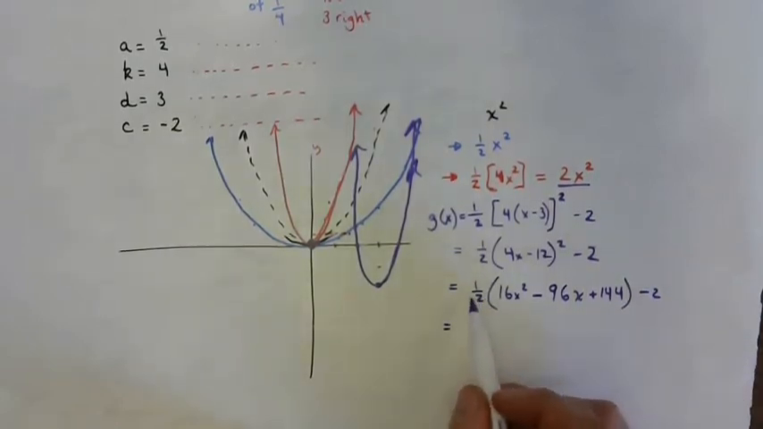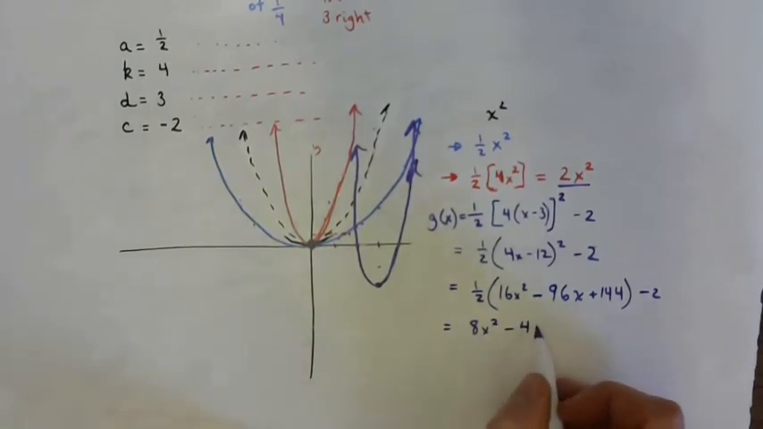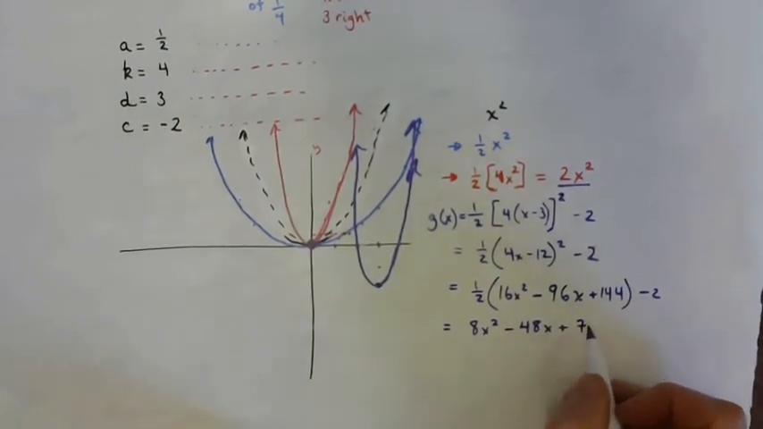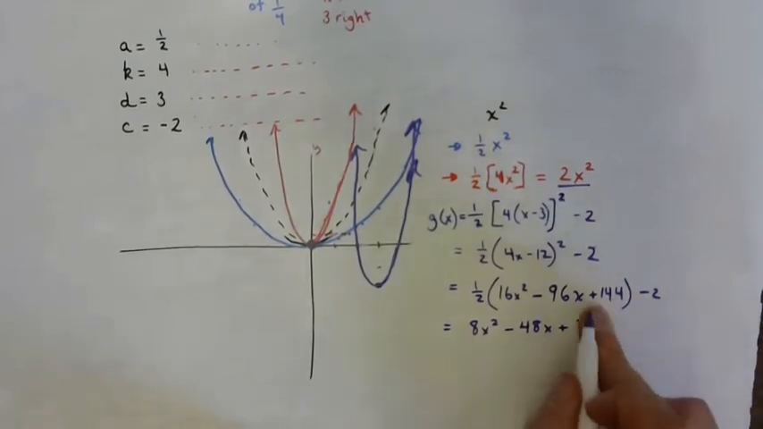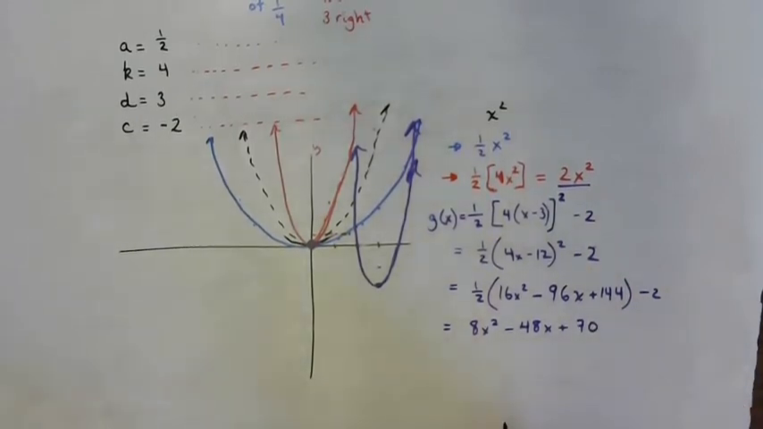Now I distribute the 1/2 to each of these terms. That gives me 8x squared minus 48x plus 72. And at the same time, I'm also going to subtract 2 from that. So I have actually plus 70 as my last term. Okay, this would be standard form of g of x.